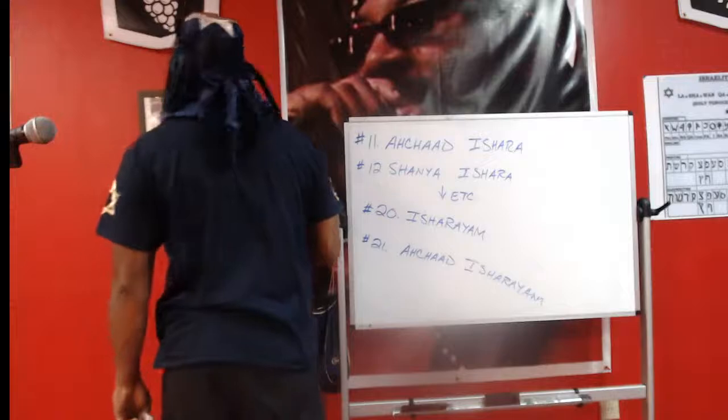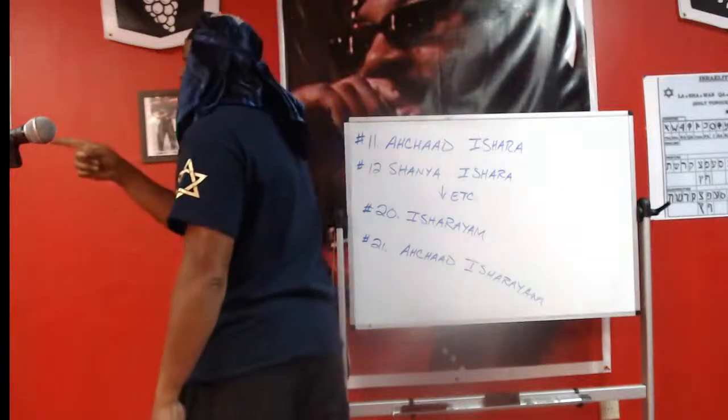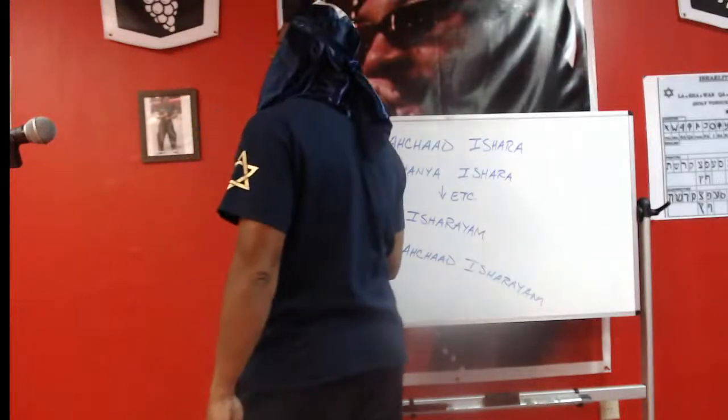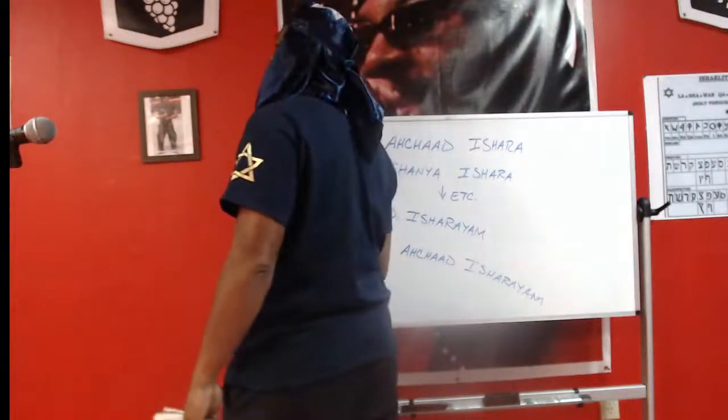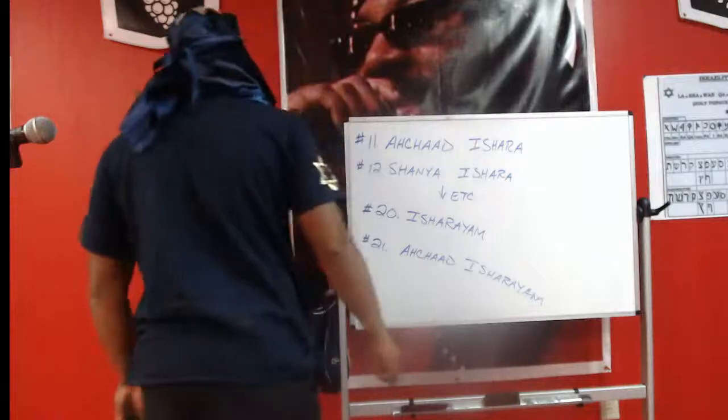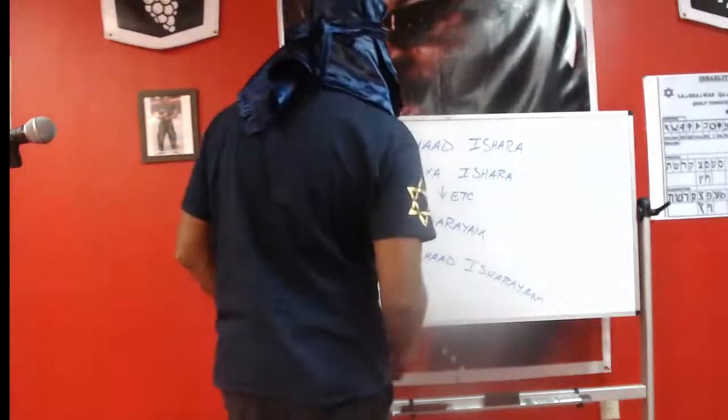Good. 23 is Shalash Asherayim. 24 is Arabai Asherayim. And 25 is Kamash Asherayim. Very good, very good. All right.